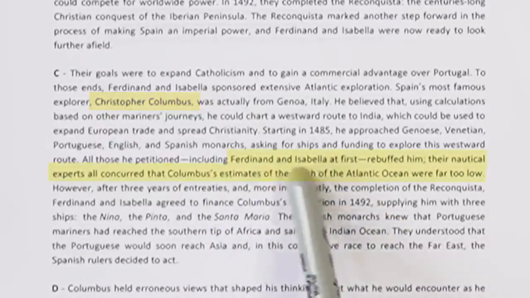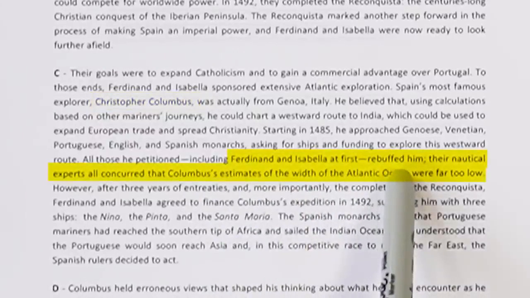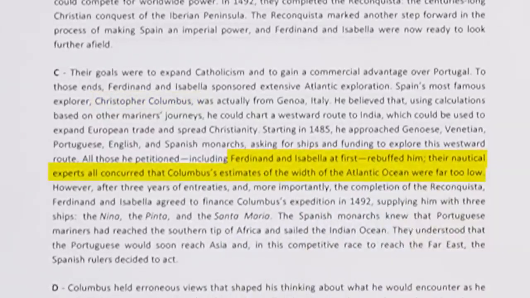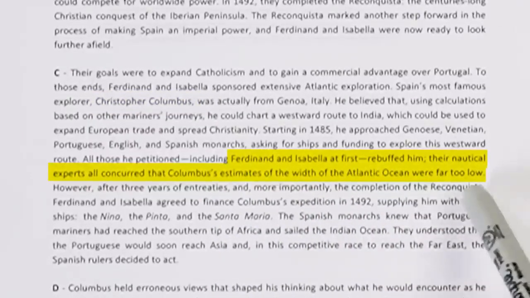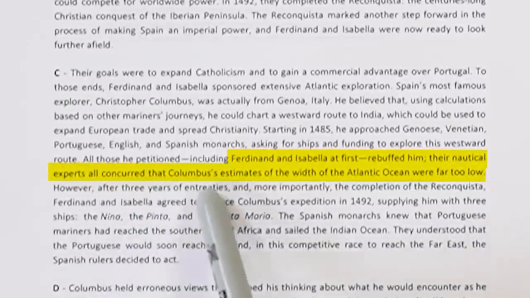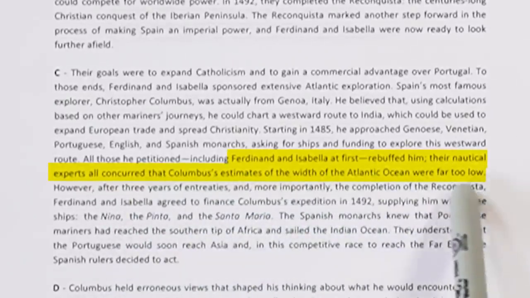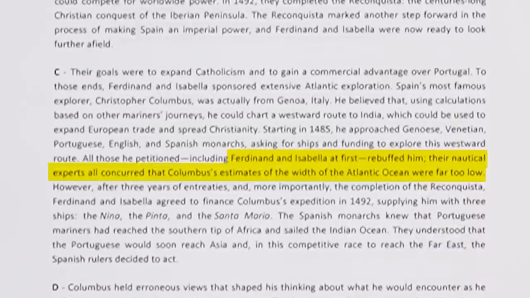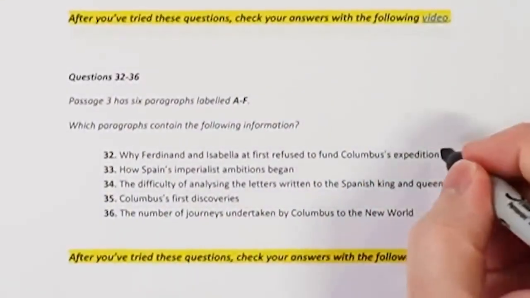and including Ferdinand and Isabella at first rebuffed him. Rebuffed means to say no. Their nautical experts all concurred that Columbus's estimates of the width of the Atlantic were far too low. So even if you didn't know what rebuffed meant, it's explaining why they said rebuff, and then you could guess the context that means no. But we're pretty sure that is what we're talking about.